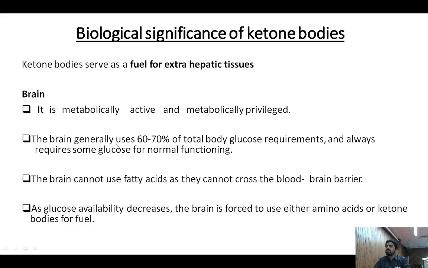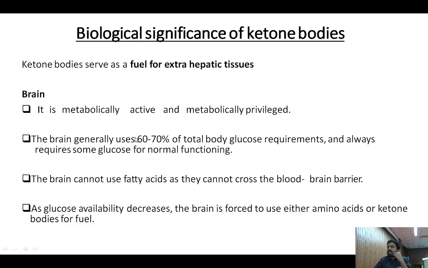Now suppose there is no glucose at all, almost in a starvation and prolonged fasting condition, or a carbohydrate deficient diet. If you are taking more and more fatty acid, the brain cannot use fatty acid. So basically by beta oxidation of fatty acid, it cannot form acetyl coenzyme A and use that acetyl coenzyme A for the energy purpose. Why? Because this fatty acid cannot cross the blood-brain barrier.